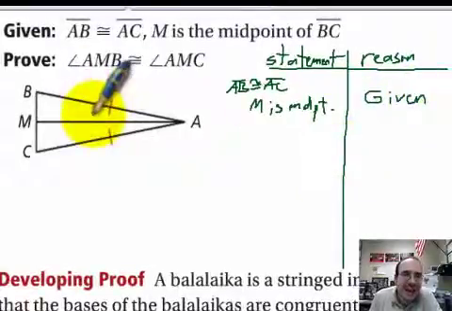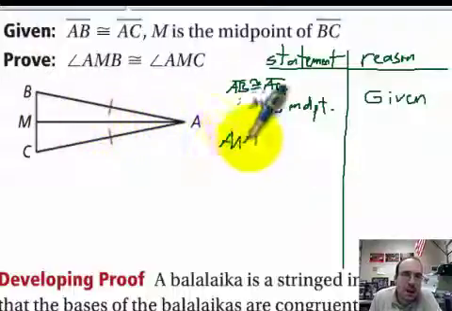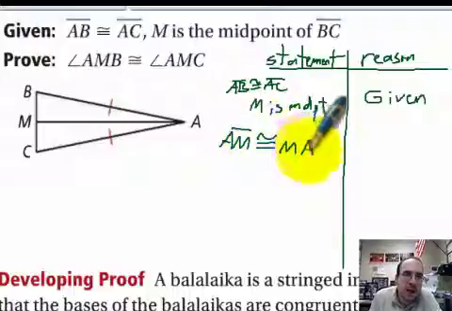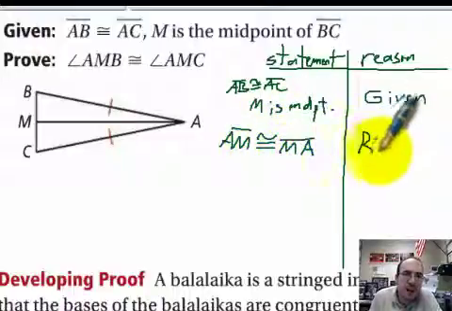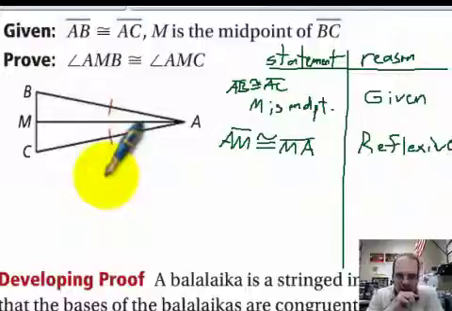Okay, next, I know that AM is congruent to MA. So AM congruent to MA. And that's the reflexive property. Basically, you're saying something's congruent to itself, or you could say it's a shared side.